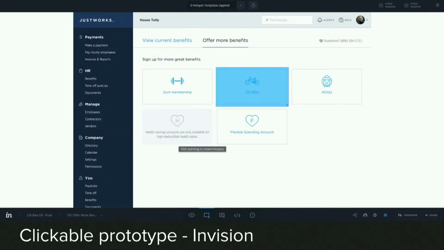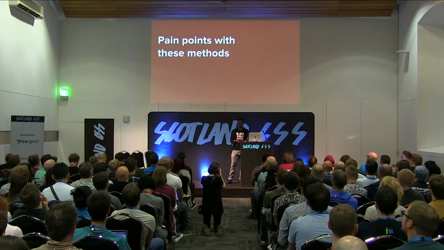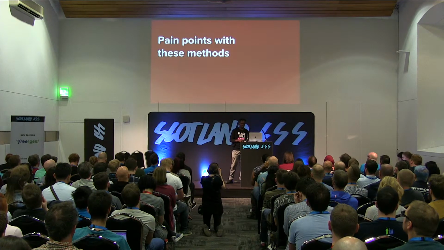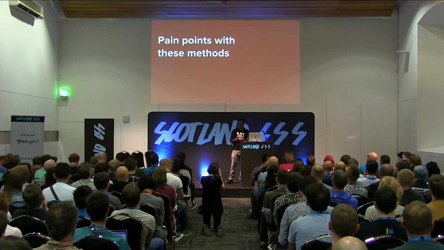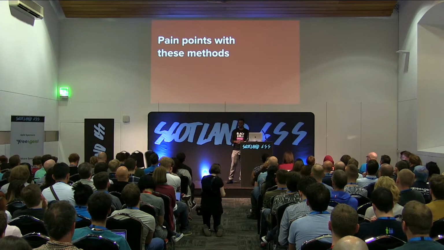And last is InVision. InVision is a more robust prototyping platform because you're allowed to do hotspots and whatnot. So now that we talked about the types, I want to talk about the pain points with these methods. Like I said, there are many pain points, but I'm going to highlight three.